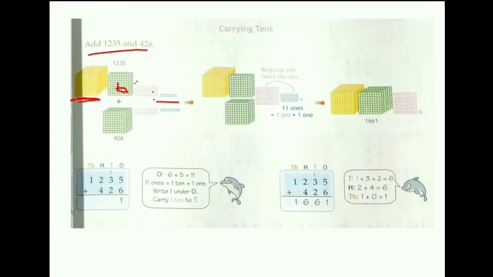So 30, and then comes 5. Okay, for the next number 426. 400 means 4 sheets having 100 blocks, and then 2 sheets having 10 blocks, and then comes 6 blocks, right? Now for addition, we have understood that we should start adding from the right hand side. Now we will add from right hand side.